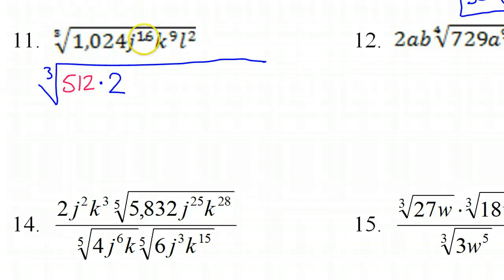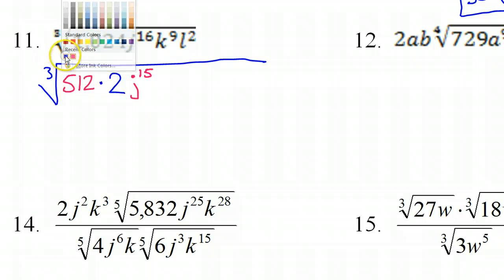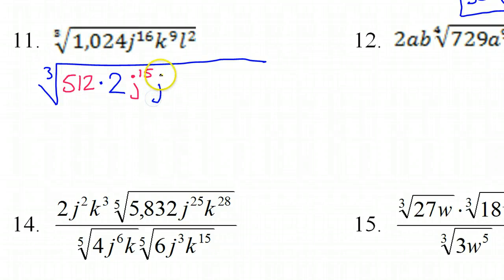I'm going to have to break it up. 16 is not divisible by 3. The closest thing is 15. So I can rewrite this as j to the 15th power with how many j's left over? Just the one extra j to make 16.